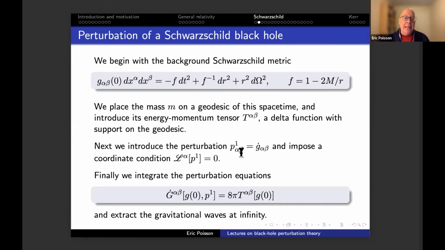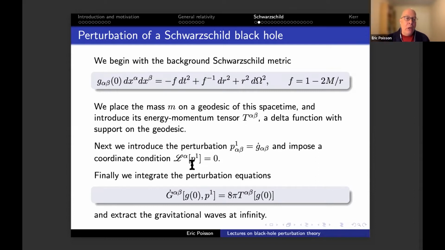As we discussed last time, we can introduce the first order perturbation of that spacetime as the first derivative with respect to lambda of the one parameter family of metrics that we construct in perturbation theory. That would be the first derivative evaluated at lambda equals 0. We do that. As discussed, we also need to impose a coordinate condition that will restrict for us the freedom that we have in making identifications between the background spacetime and the perturbed spacetime. So that is something that needs to be done.